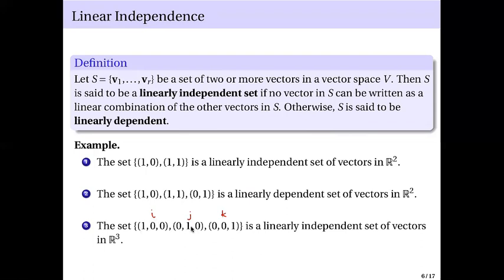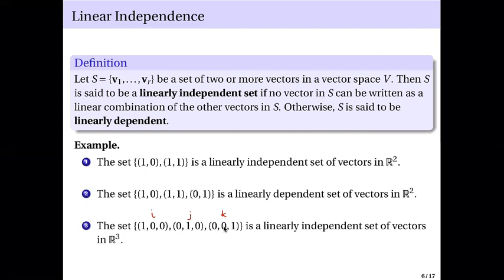Same is true with the j. The j has 1 in the second component, but i and k have 0 in the second component. So whatever scalars you multiply to i and k, you will not obtain this second component 1 in j. And same is true with k, the third component this time. So you cannot write one vector in this set as a linear combination of the other vectors. So this is a linearly independent set.